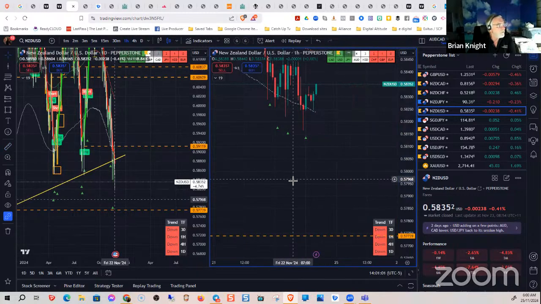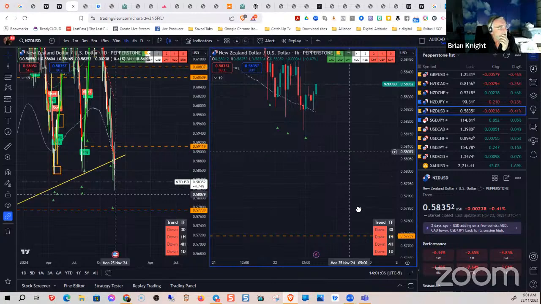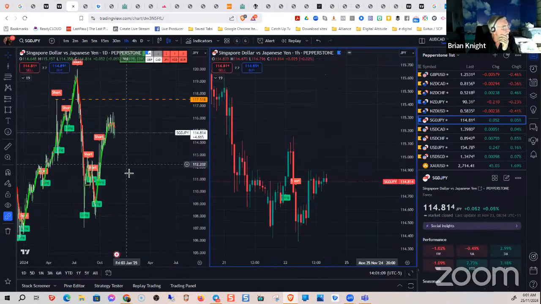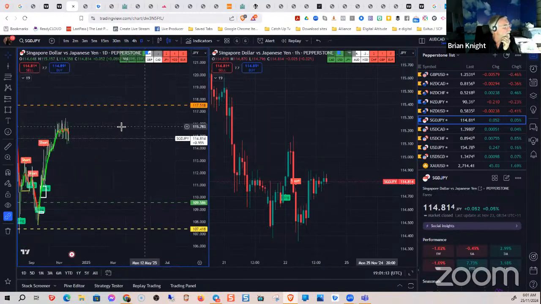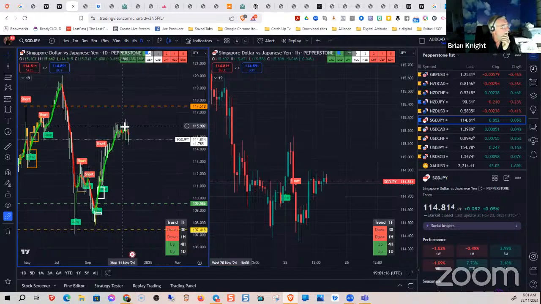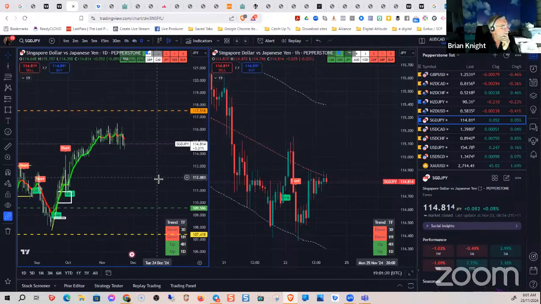It's only 60 pips. That's nothing. Okay. Singapore Japanese yen, that's pulled off. I think I was in the buy on that one. Again, this is just an up and down job.